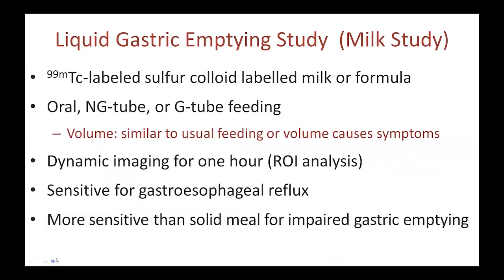Now, the other way to perform a gastric emptying study is to use a liquid meal or a milk study. Typically, we will perform labeling with sulfur colloid of either milk or formula, which then can be administered by mouth or by tube, either nasogastric or G-tube. The volume of the meal is typically similar to that for the usual meal in a child, or if a patient is referred for evaluation of specific symptoms, we'll use the volume of formula that typically causes those symptoms. We perform dynamic imaging for 1 hour, then perform region of interest analysis to assess gastric emptying.